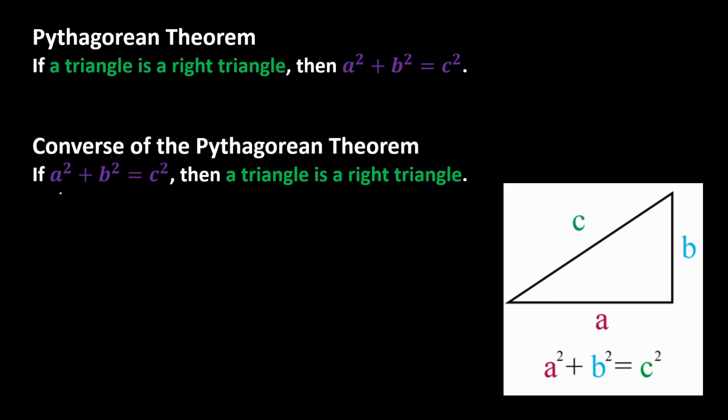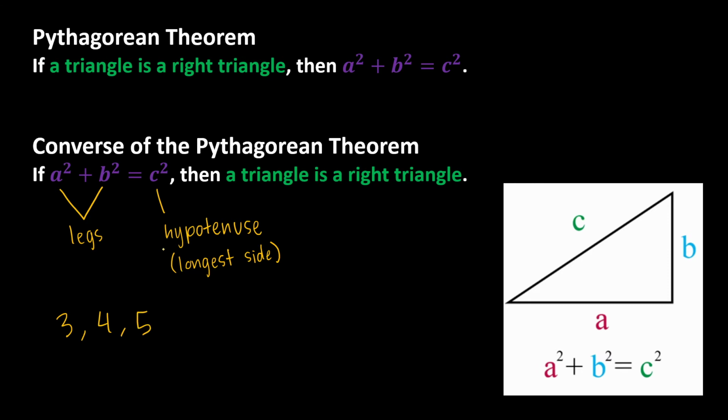And just a reminder, once again, a and b here represent the legs of a triangle, and c represents the hypotenuse. What's going to be extremely important today is that we know that the hypotenuse will always be the longest side of a triangle. So if you were given side lengths of 3, 4, and 5, then the hypotenuse would be the 5-unit measurement.